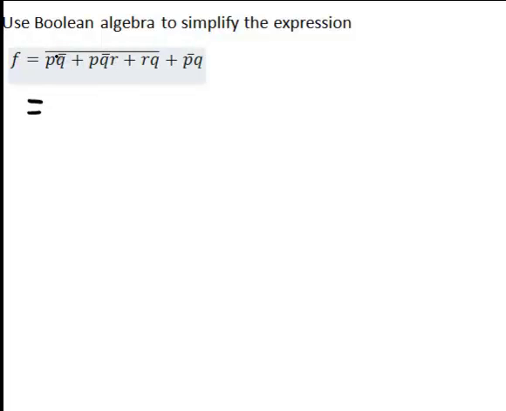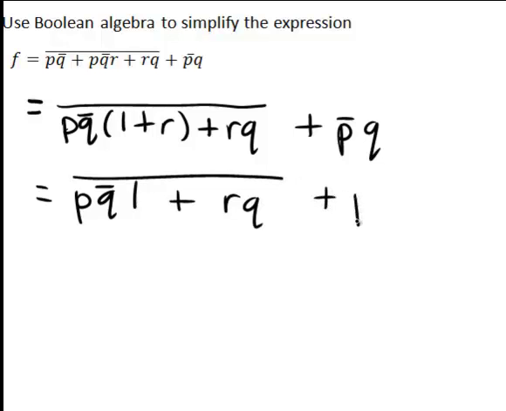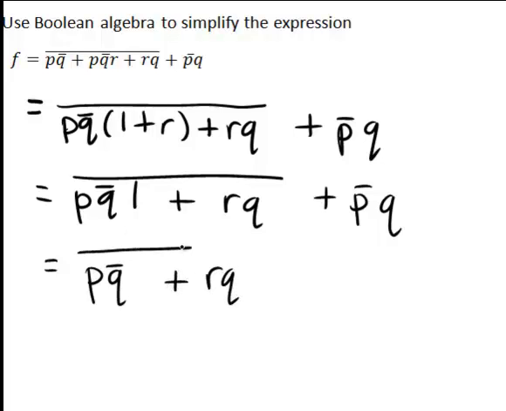And if we look at this first part, p q-bar plus p q-bar r, we could take p q-bar out of that as a common factor to give us p q-bar times (1 plus r), plus r q, or with a bar over it, plus p-bar q. And by the laws of Boolean algebra, 1 plus r is just equal to 1, so that becomes p q-bar times 1, plus r q, or with a bar on it, plus p-bar q. And any combination of switches times 1 will just give us p q-bar, same as if it was normal algebra.